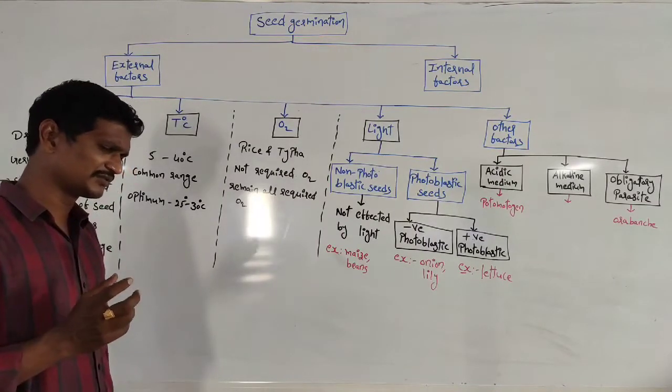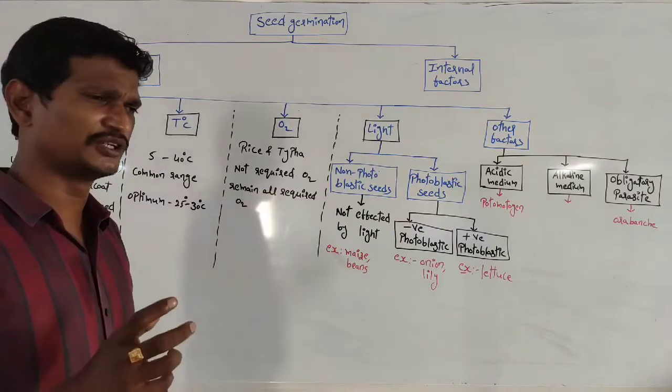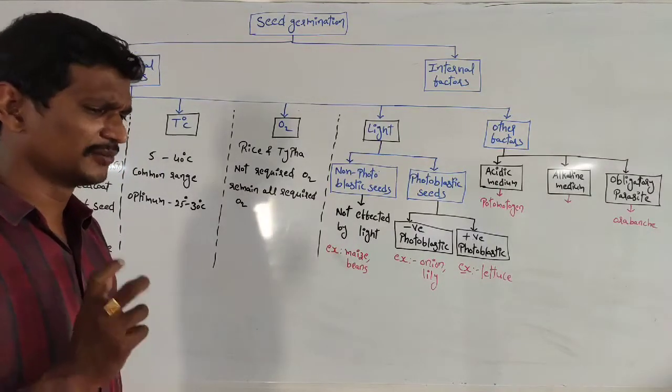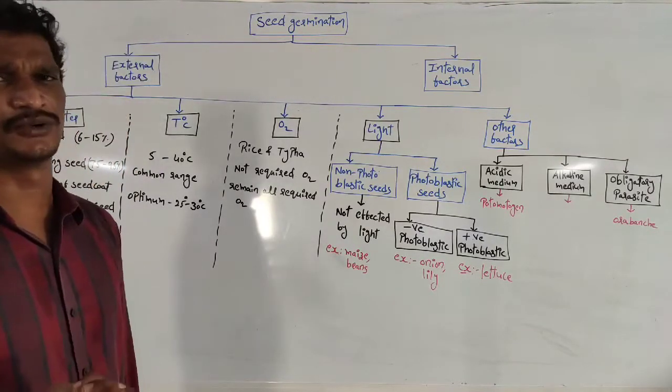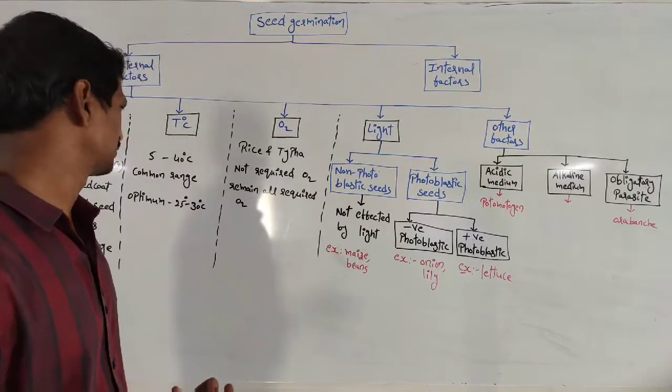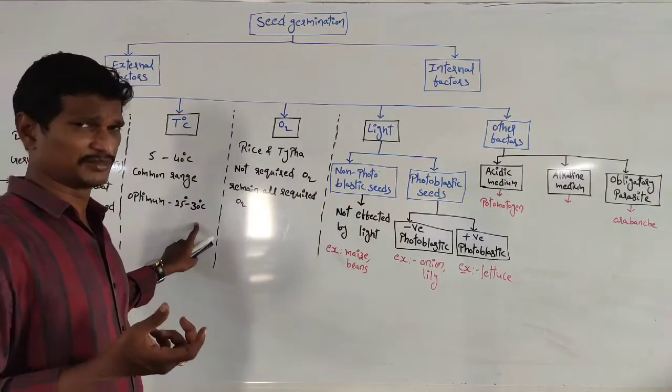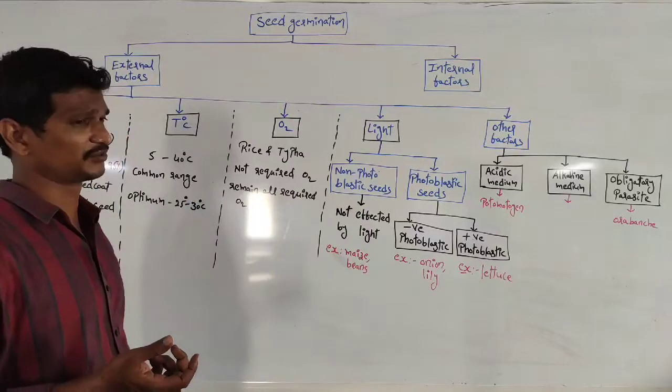See, the majority of enzymes are active at 25 to 30 degrees centigrade, because enzymes are very active there. Right? So that is about the role of temperature within the seed germination process.